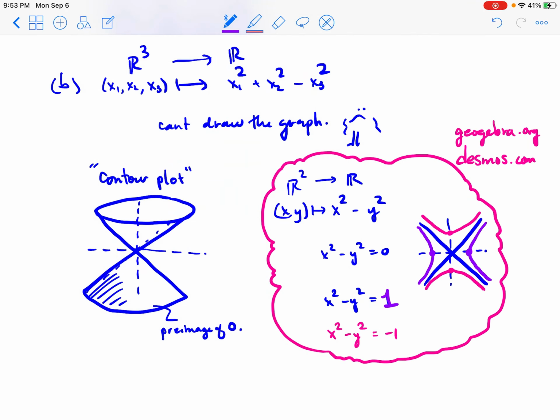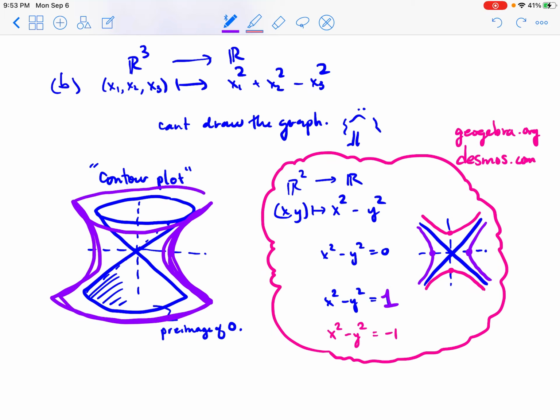Okay. And let's see, what's the preimage of 1? I did it here in purple, so actually what we're going to get is something like this. This is called a hyperboloid of 1 sheet. And it's sort of this surface here. And it's smooth. It doesn't have this singular point. It sweeps out circles everywhere. And this is the preimage of 1.